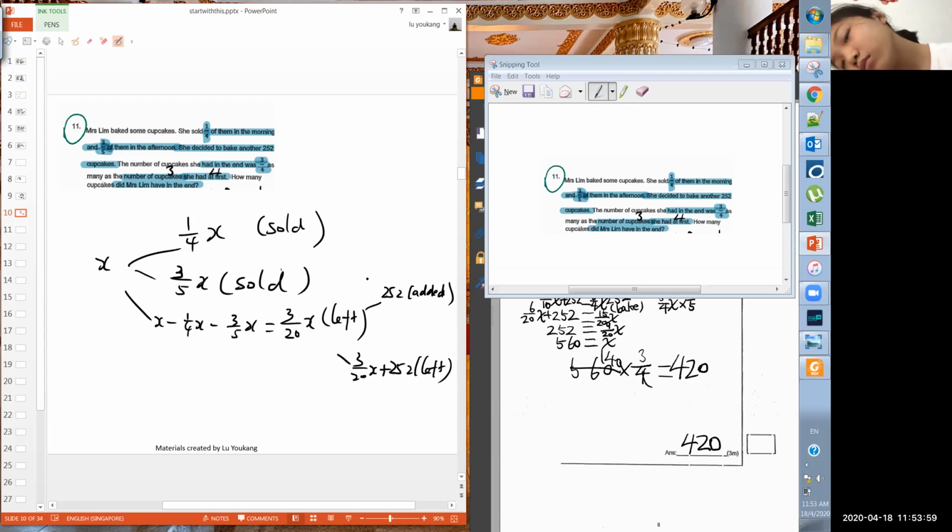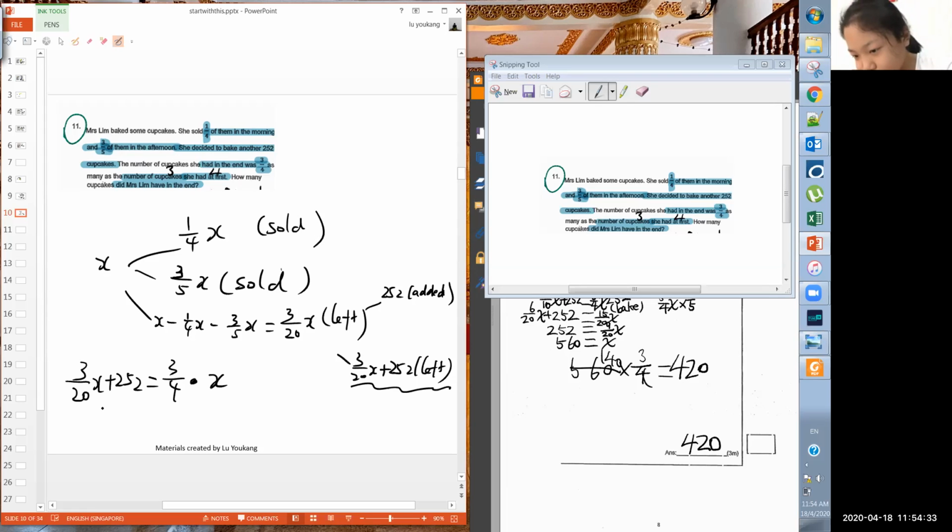And then what? The number of cupcakes she had in the end was 3/4 as many as the number of cupcakes she had at first. So that means this one left is only 3/4 of the beginning. Right? Okay?